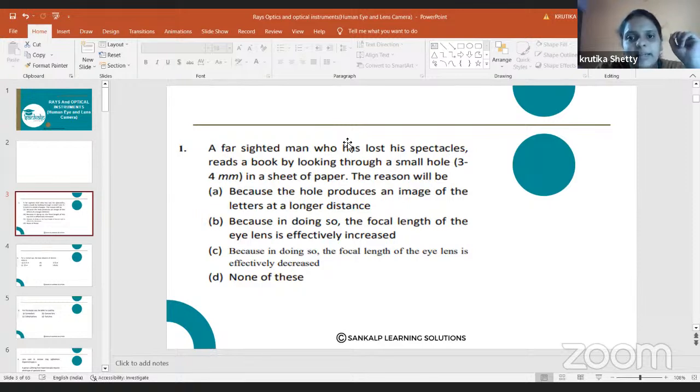He is not having his specs, so he is taking the help of a small hole to read that one. What could be the reason? A: Because the hole produces an image of the letter at a longer distance. B: Because in doing so the focal length of the eye lens is effectively increased. C: Because in doing so the focal length of the eye lens is effectively decreased. D: None of these.